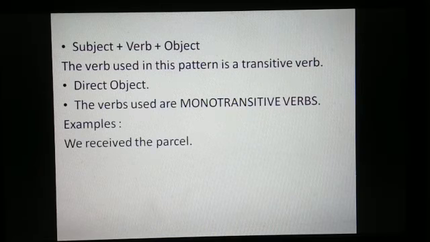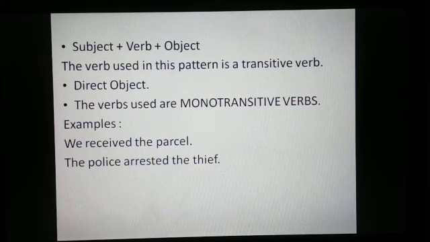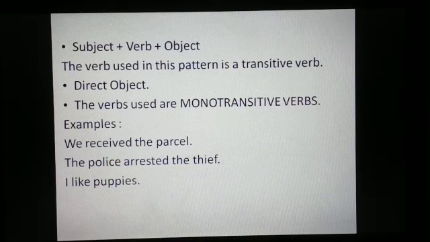For example, we received the parcel. The police arrested the thief. I like puppies. Now, you can easily make out whether there is an object in the sentence or not, because a transitive verb or a transitive sentence can always be changed into passive voice. If there is an object or two objects in a sentence, you can change that sentence into passive voice.